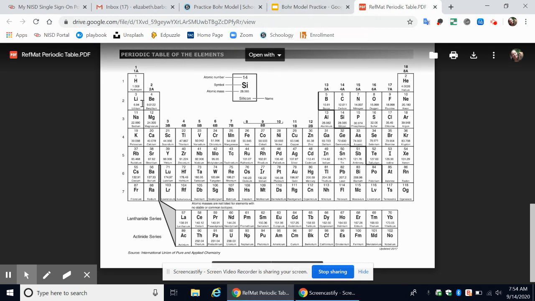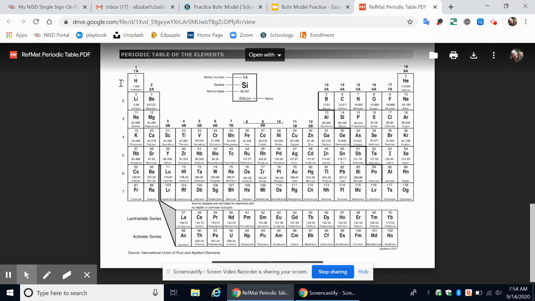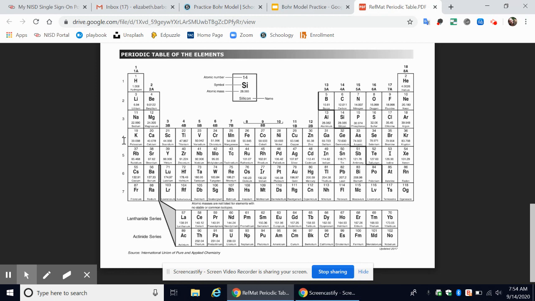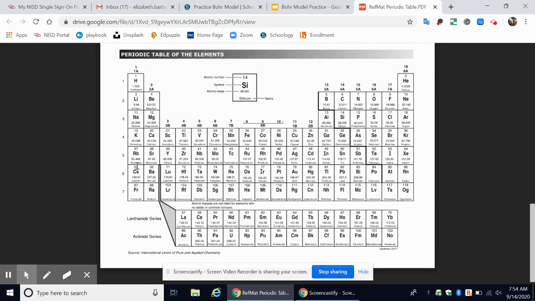And I have figured out, because K for potassium is number 19 on our periodic table, I can see based off of the periodic table that it is going to have 4 energy levels because it's on period 4 and it's in group 1. So I know there's going to be 1 valence electron, which means there's going to be 1 electron in our outer energy level.